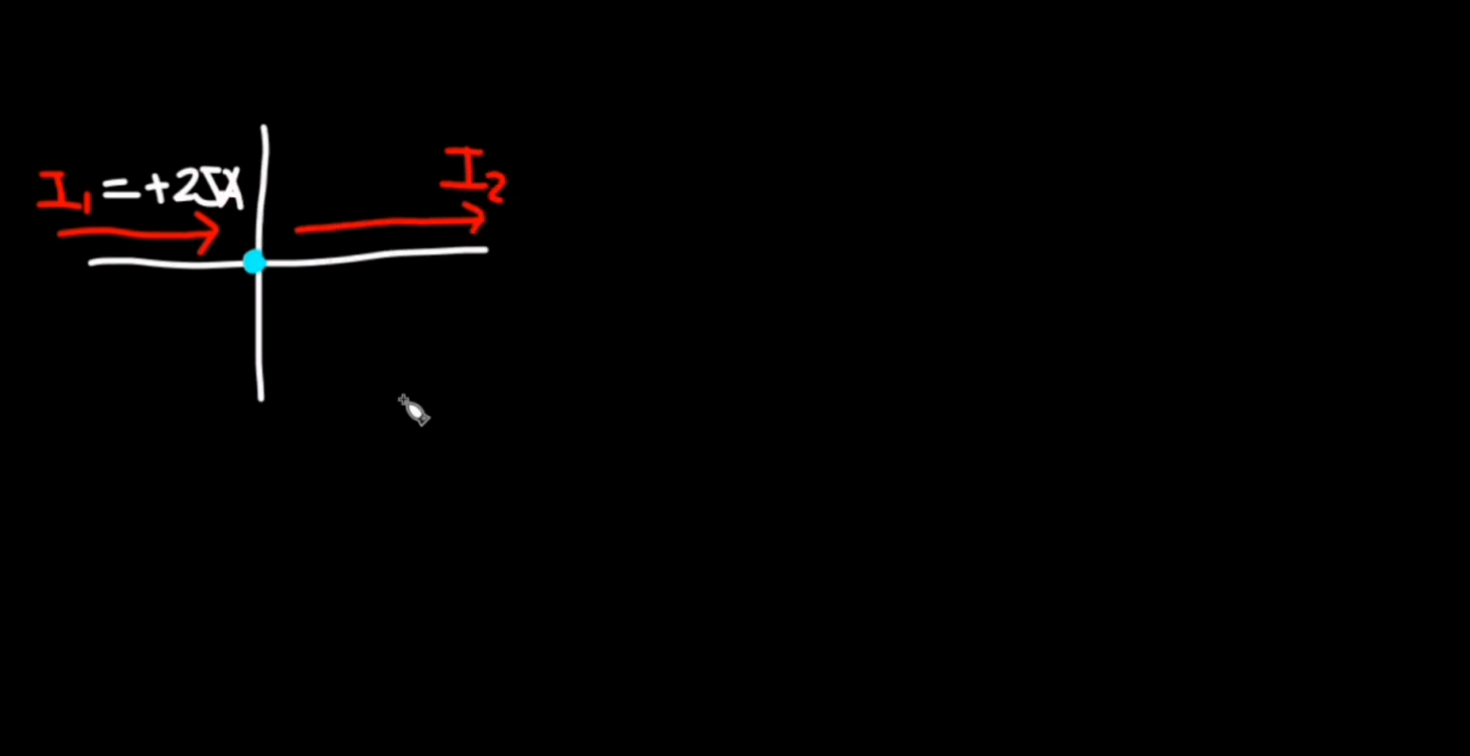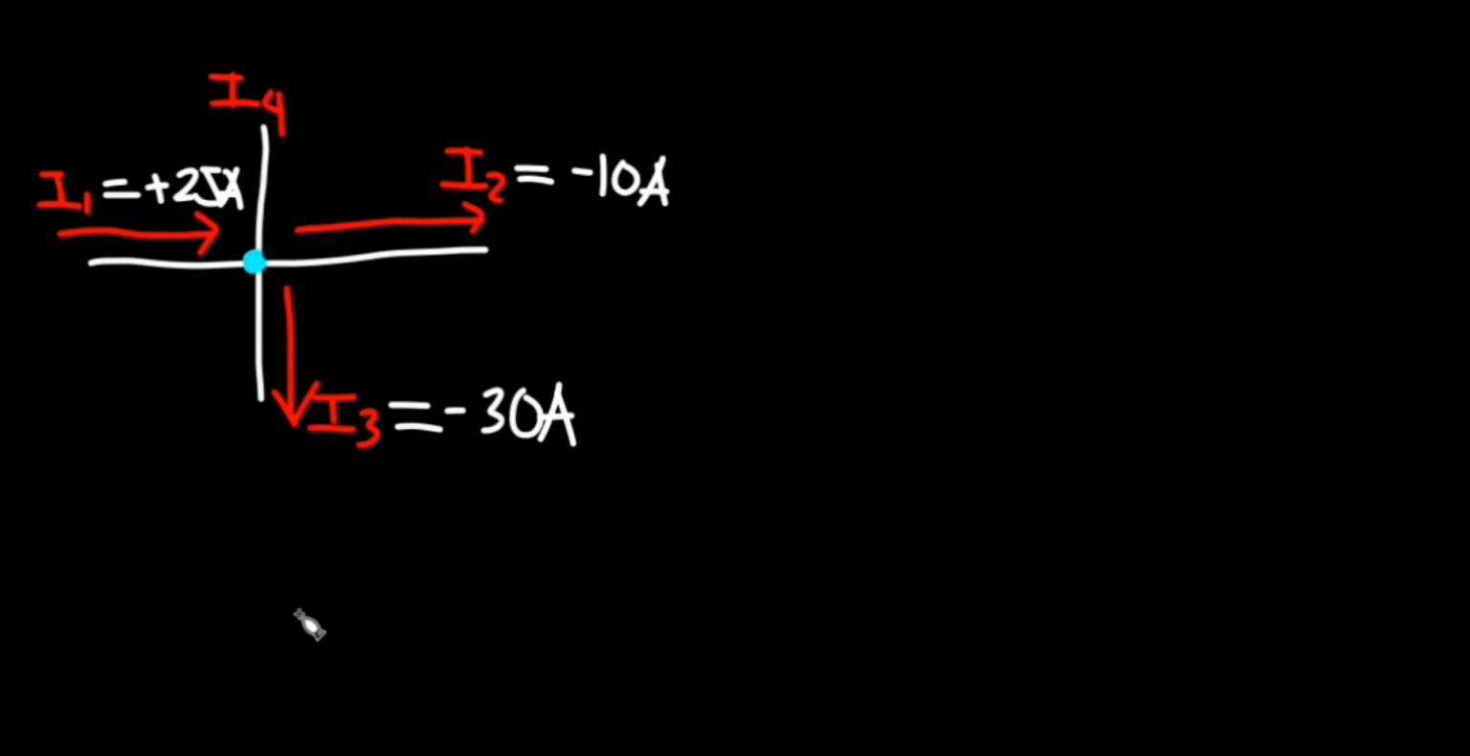Let's have a harder example. The current here is I1 and it's entering the junction, which is 25 amperes. The current here is I2 and it's leaving the junction while the value is 10 amperes. The current I3 is 30 amperes and it's also leaving the junction. What will be the current I4 and what is its direction?